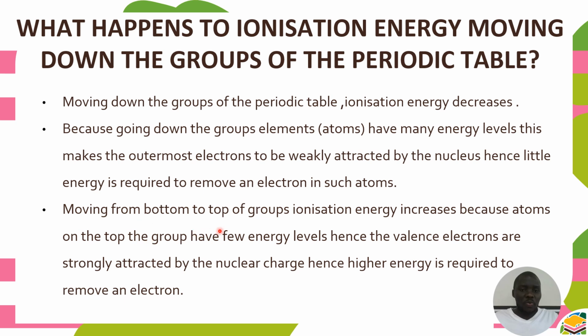Moving from bottom to top now, the number of energy levels is decreasing, the atomic radius is decreasing, and the number of electrons in inner energy levels is decreasing. Therefore, the outermost electron is strongly attracted by the nucleus and ionization energy increases as we move from bottom to top. But from top to bottom, ionization energy decreases because of the increase in atomic radius and number of energy levels, hence the outermost electron is weakly attracted and can be easily removed.